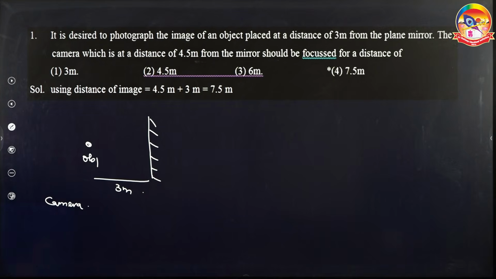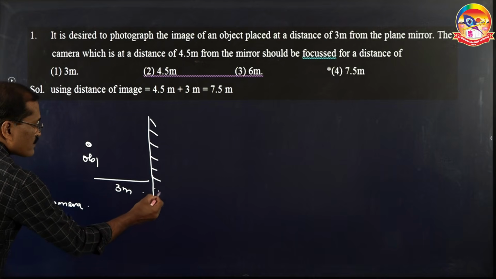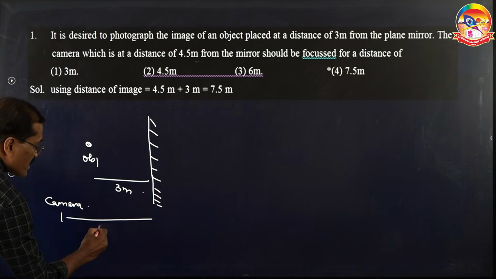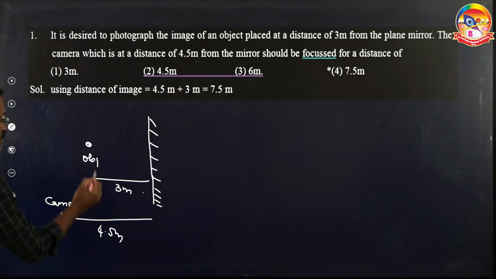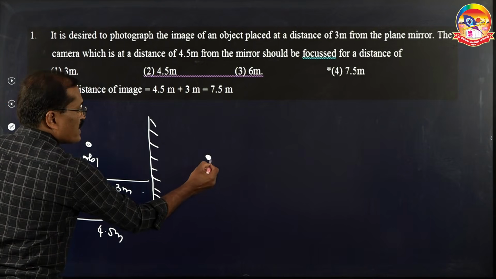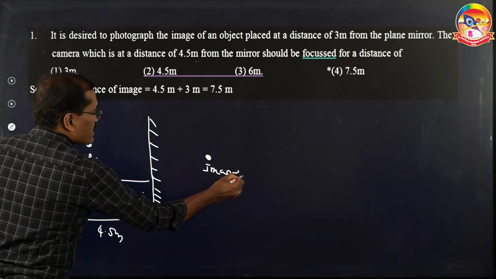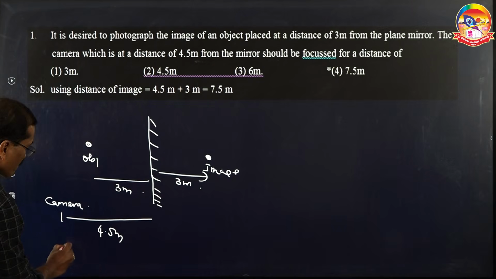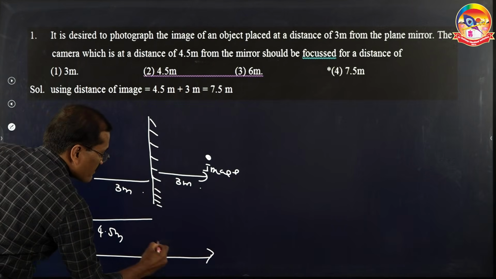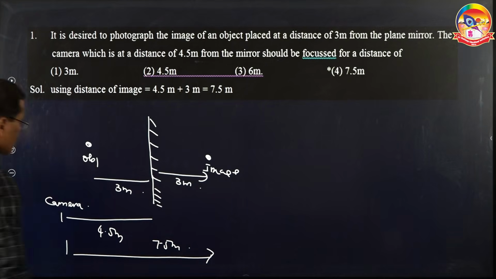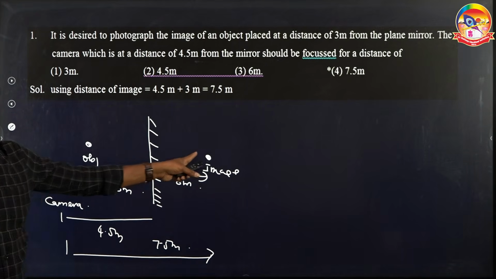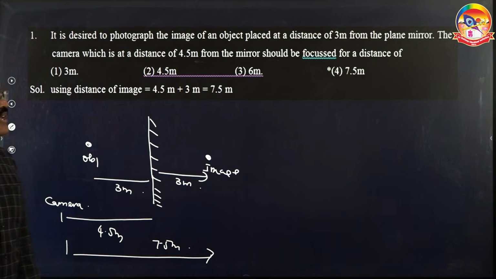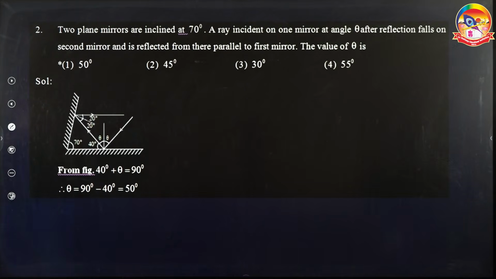The camera is here, he wants to take the image, he wanted to catch the image here, who is at a distance of 4.5 meter. So, definitely you know that here the image also will be at the same distance as that of the object, which is equal to 3 meter, children. Therefore, from here to here, at what distance? 7.5 meters. That means the cameraman has to focus the image at a distance of 7.5 meter, right. Now, we will see the next point, children.